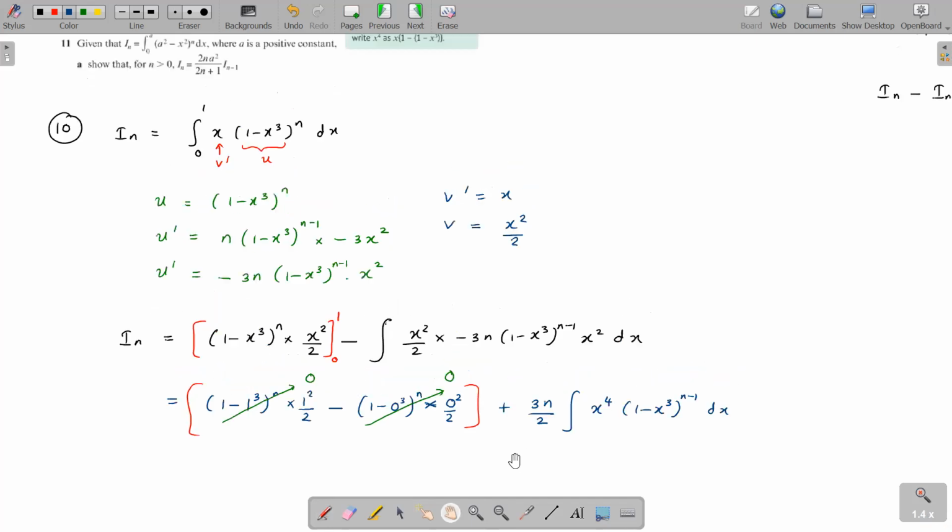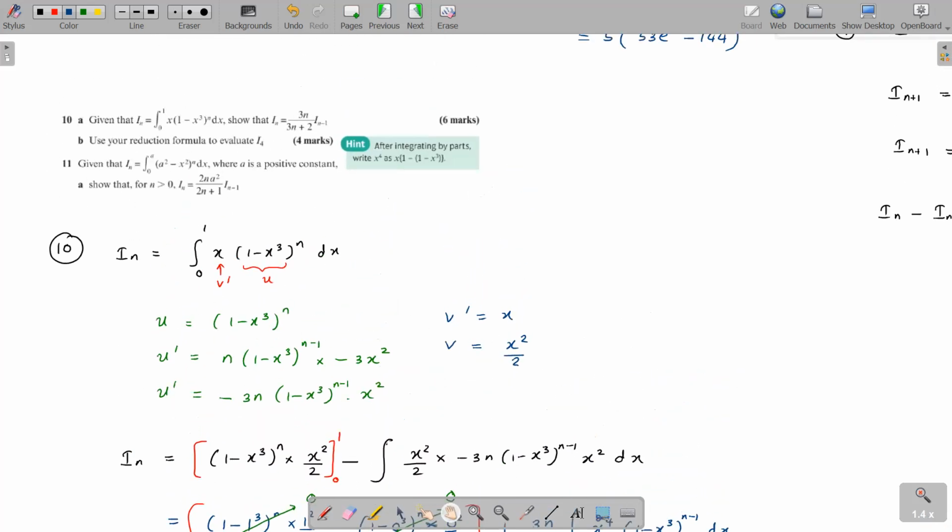So to do this, there's a small trick. Actually, in this question, they have given you a hint. After integrating by parts, write x to the power 4 as, look at what they have given. Write x to the power 4 as what? Now these hints are not given in the exam, okay? They have told you to write x to the power 4 as x times 1 minus x cubed. So why do you think they're asking us to do something like this?